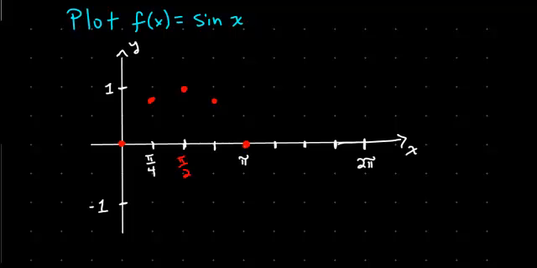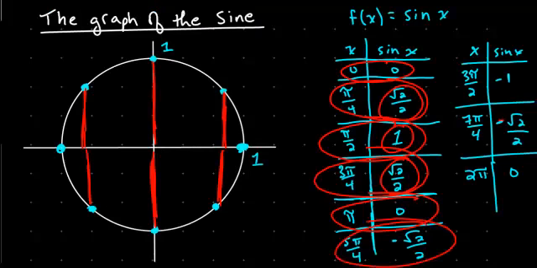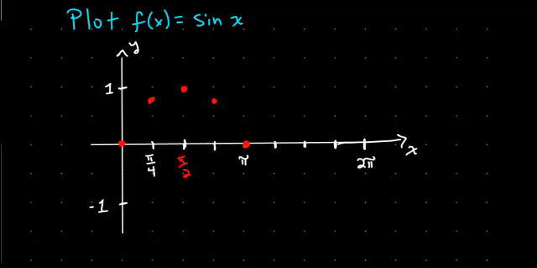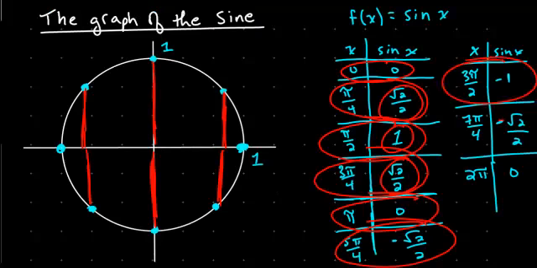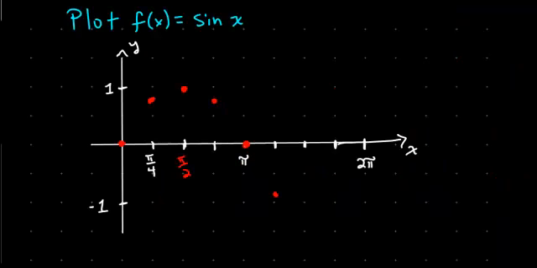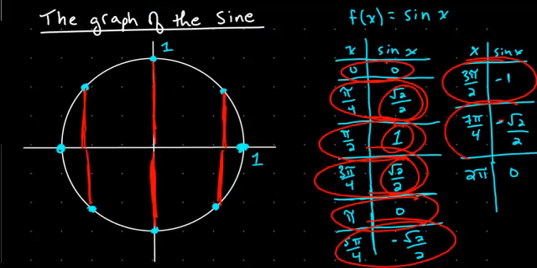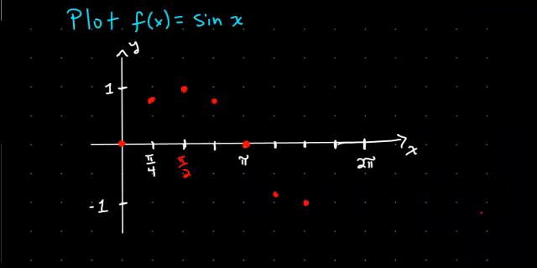At our next one, 5 pi over 4, we get a negative 0.7. So it is down in this vicinity somewhere. And the next one, 3 pi over 2, is going to be a negative 1. So that's going to be there. And then 7 pi over 4 is going to be about a negative 0.7 again. So we're down here. Then at 2 pi our height is 0. So we connect these and we get this beautiful curve.